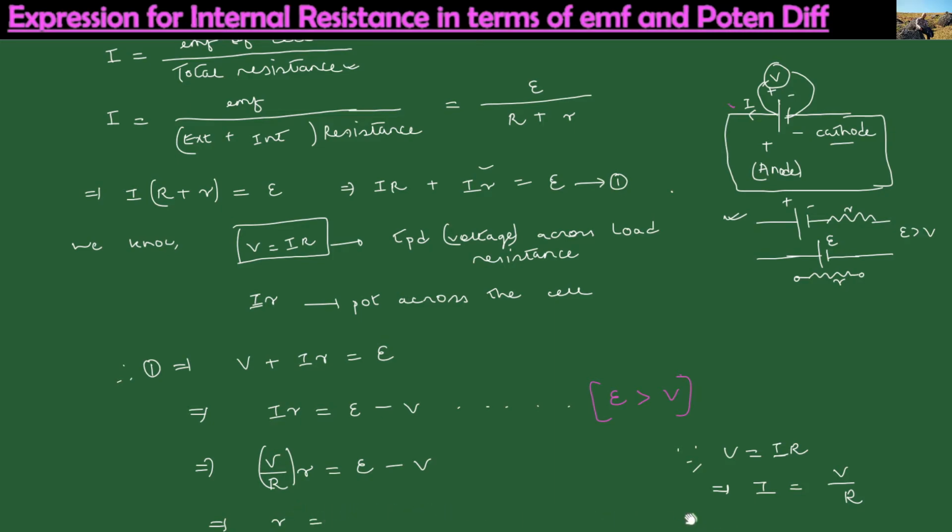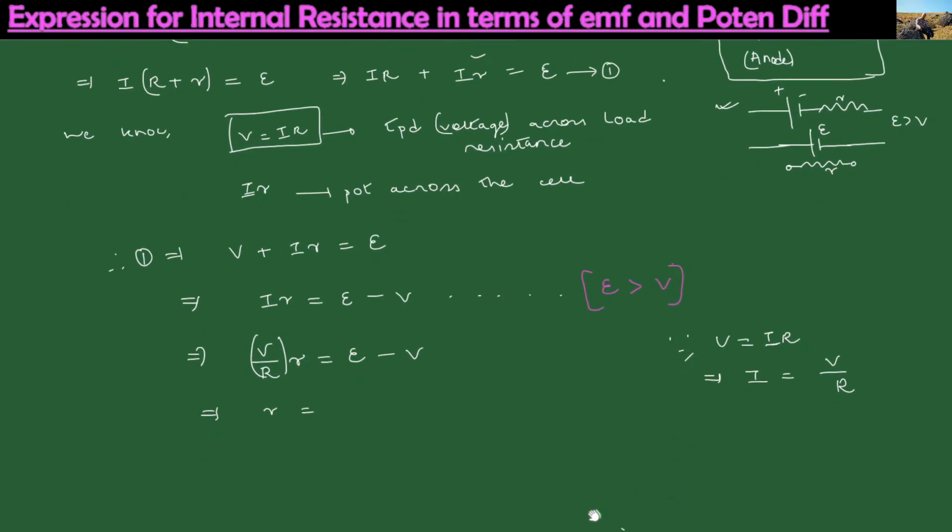So what is small r? Small r in that case will be equal to E minus capital V, cross multiplying R and V, so V will be over here, into capital R. So this is the expression for the internal resistance small r of the cell. This gives the expression for the internal resistance of the cell.